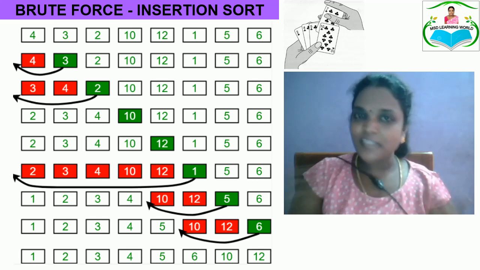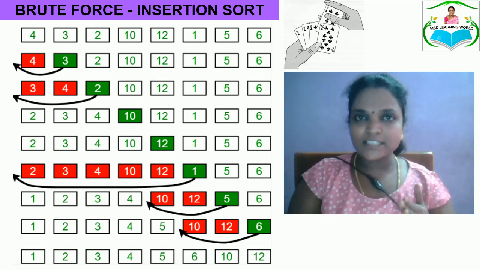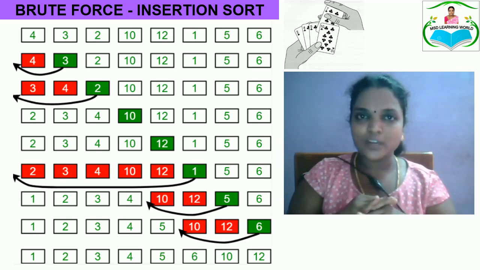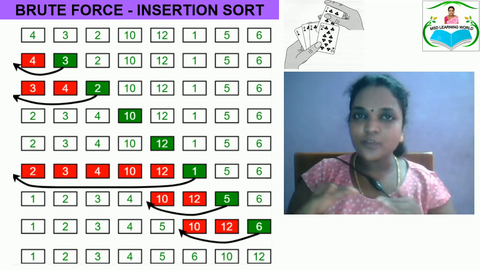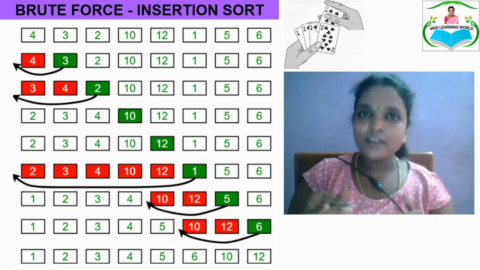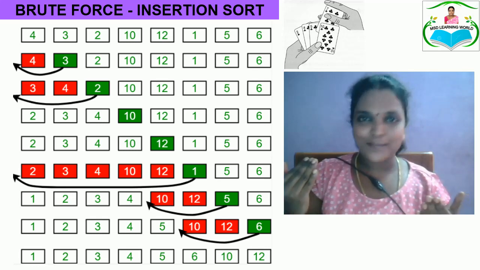So now you see the elements 1, 2, 3, 4, 5, 6, 10, 12. So all the elements are in sorted order. I think you are clear on how the insertion sort is done for any given list of elements.